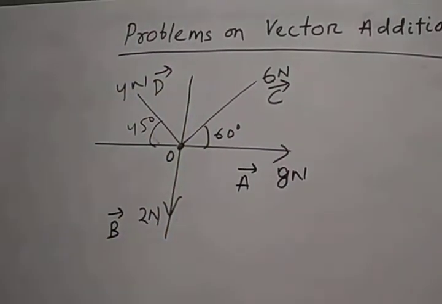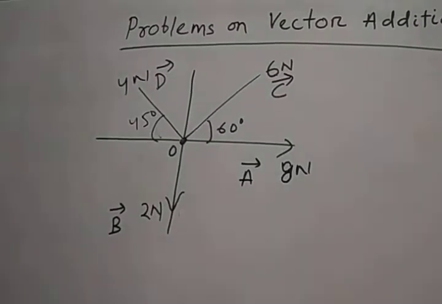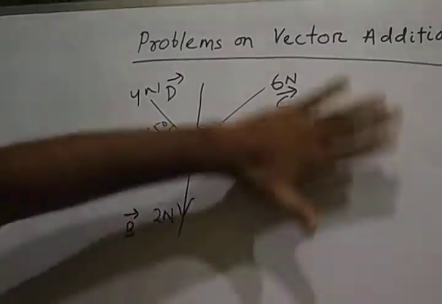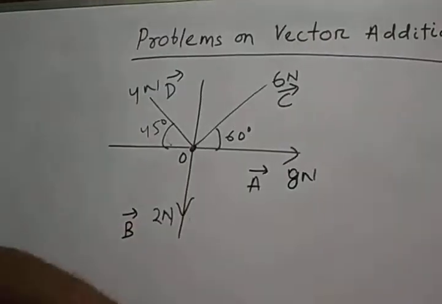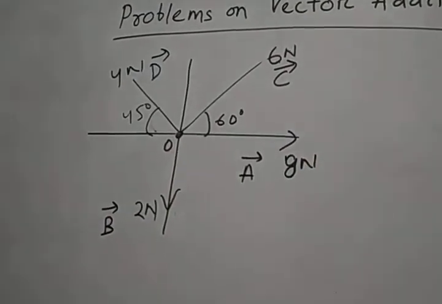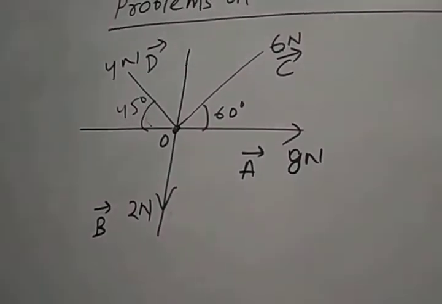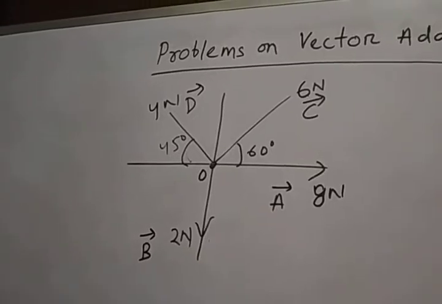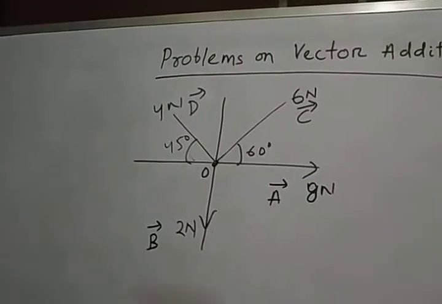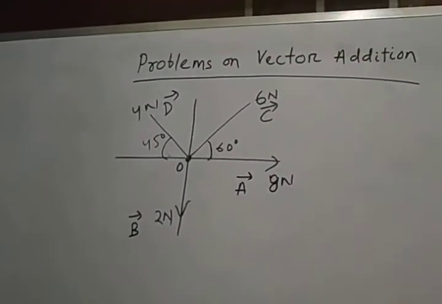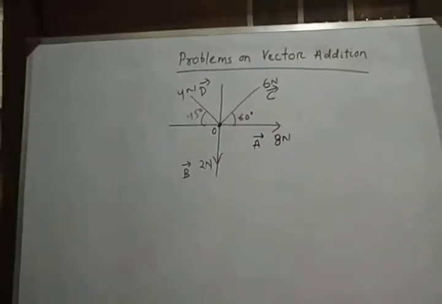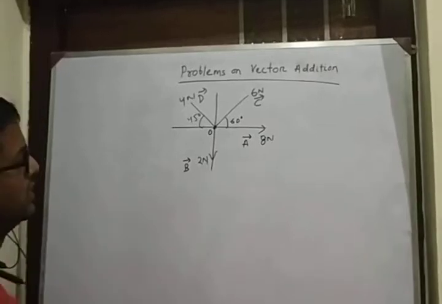Now I will represent all these 4 vectors in terms of i cap and j cap. Basically this is a two-dimensional problem. I am considering all these vectors in a plane. Plane means two dimensions, x-axis and y-axis. That's why I will represent all the vectors using i cap and j cap, the unit vectors along the x-axis and y-axis respectively. If you watch my previous video on how to represent a vector using unit vectors, then you can easily understand.